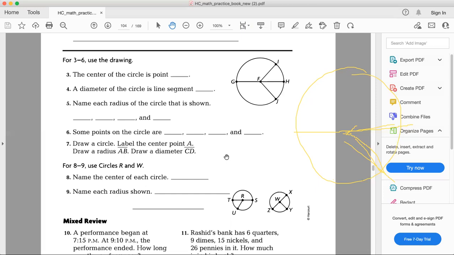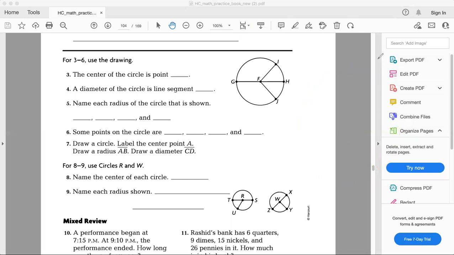Tell me number 5, beta. FG, FI. FG, FI, what else, beta? FG is correct. FI is also correct. What else, beta? FJ and FH. Very good. Excellent. Tell me number 6.